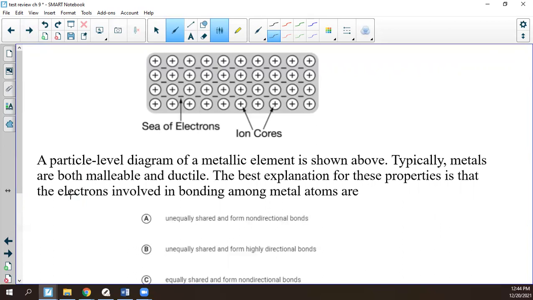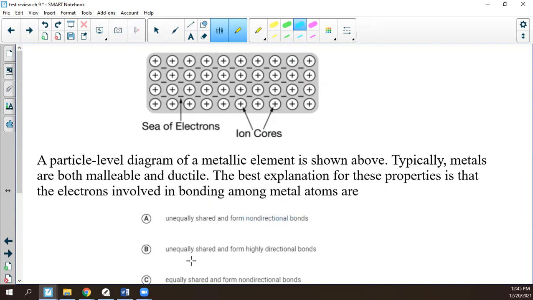A particle level diagram of a metallic element is shown above. This uses words I didn't use in the lecture, so let's make sure we get this one. Typically, metals are both malleable and ductile. The best explanation for these properties is that the electrons involved in bonding among metals are unequally shared and form non-directional bonds. I didn't use this term. I used delocalized. Okay, so non-directional means delocalized. Directional means they are localized.